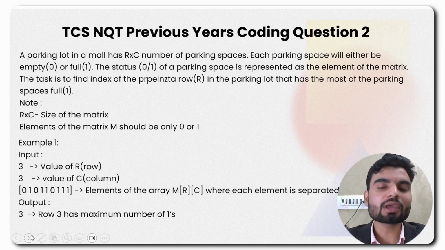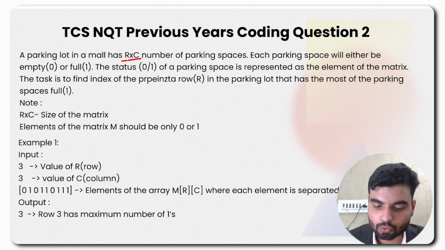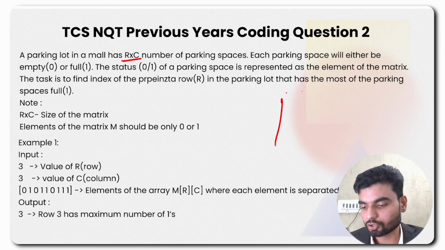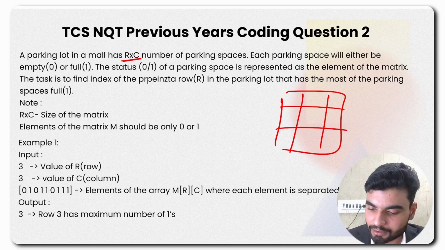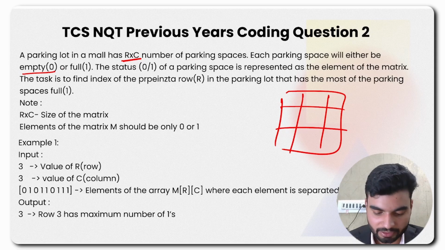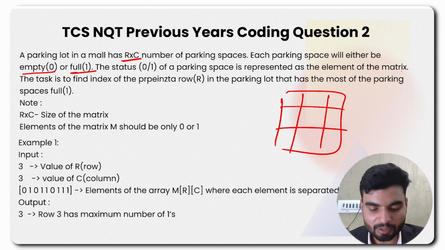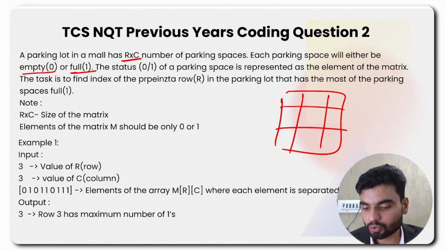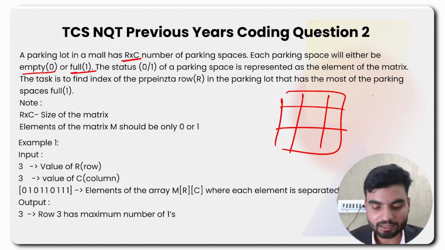So now here we have a question. A parking lot in a mall has rows and columns. Each parking space will either be empty or full, represented by zero or one. The status of each parking space is represented as an element of the matrix. The task is to find the index of the row in the parking lot that has the most parking spaces full.